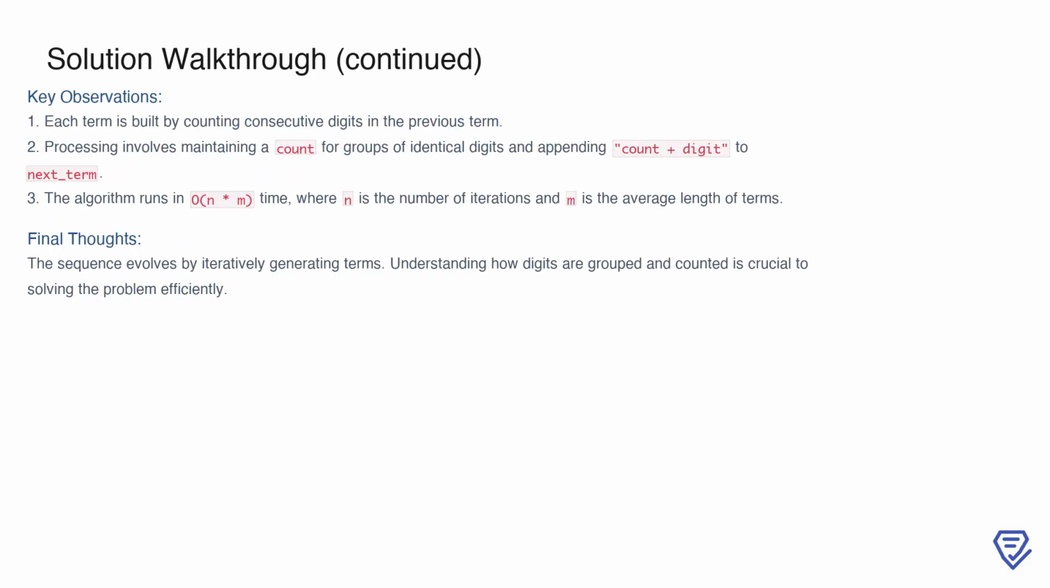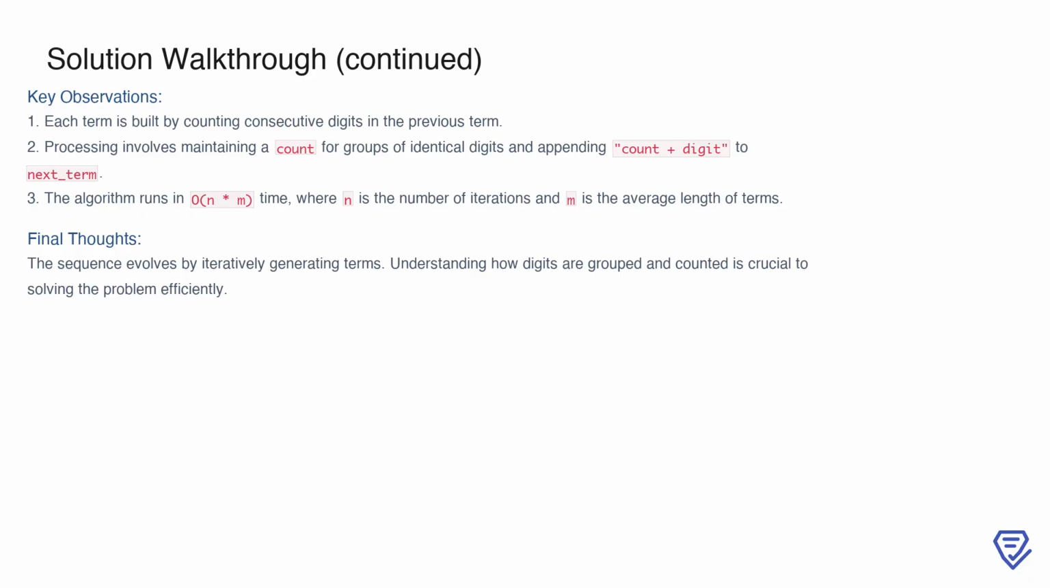There are some important observations to note about this problem. First, each term in the sequence is derived by counting consecutive groups of identical digits in the previous term. This involves maintaining a count for each group and appending the count followed by the digit to the next term. The algorithm operates with a time complexity of O(n * m), where n is the number of terms to generate and m is the average length of the terms. Ultimately, the sequence evolves by iteratively grouping and counting digits, and understanding this process is key to solving the problem efficiently.